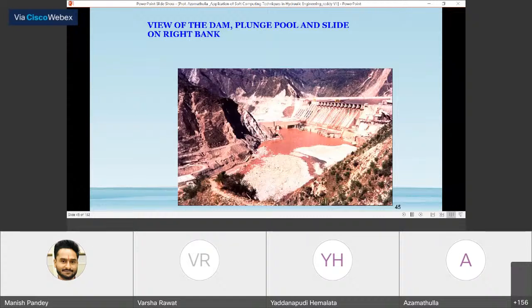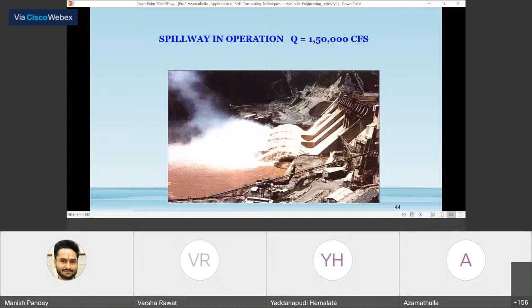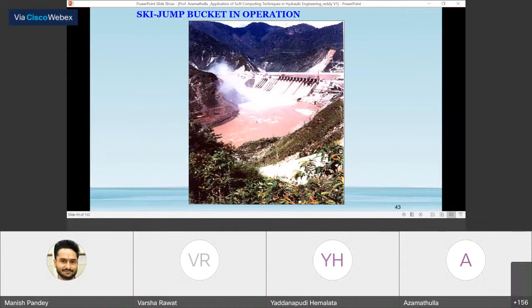Dr., so can you go back, sir? Yes, sir. One more back. Yes, this one, Salal Dam spillway. You can see this beautiful dam. No, sir, go further. Yes, sir, one more slide back. One more. No, one more.